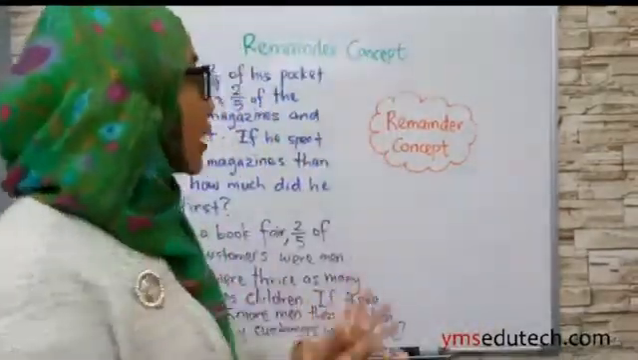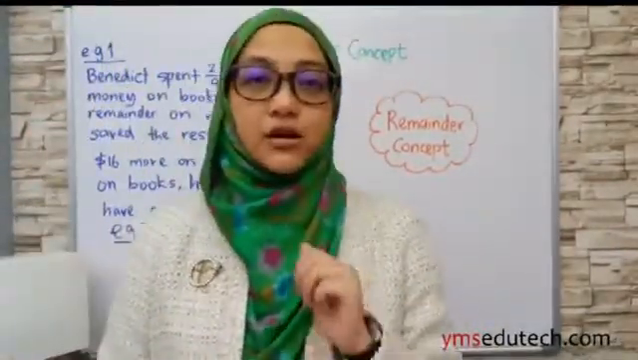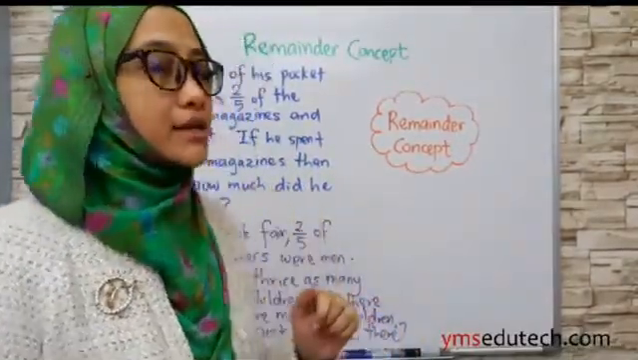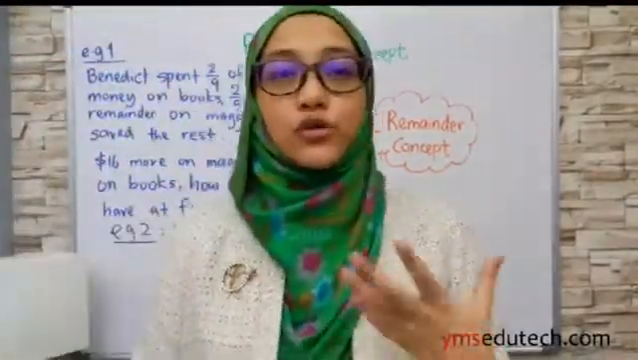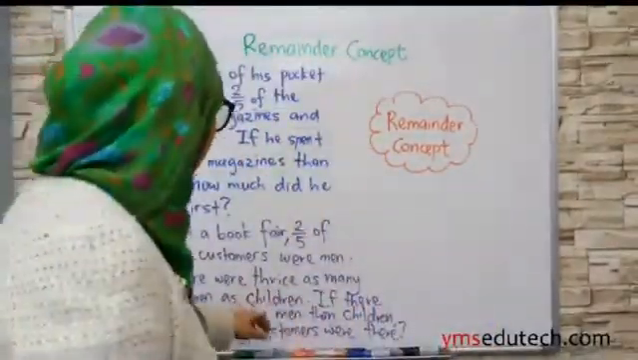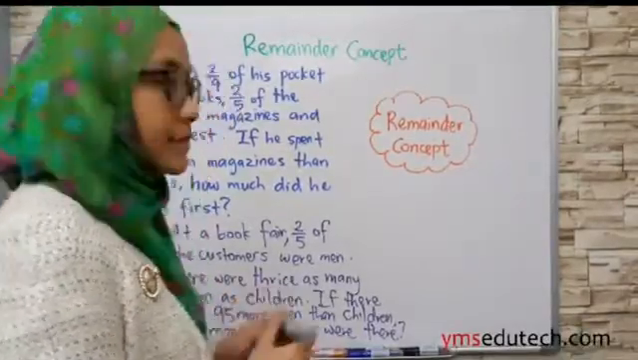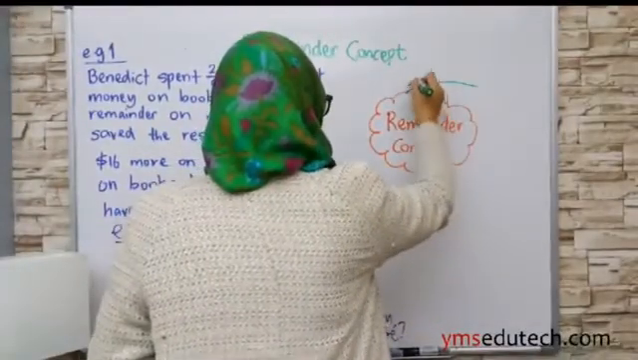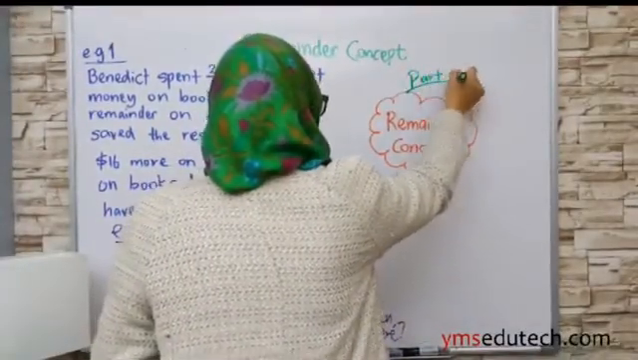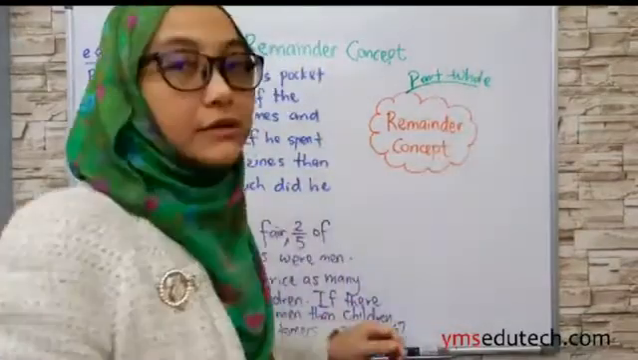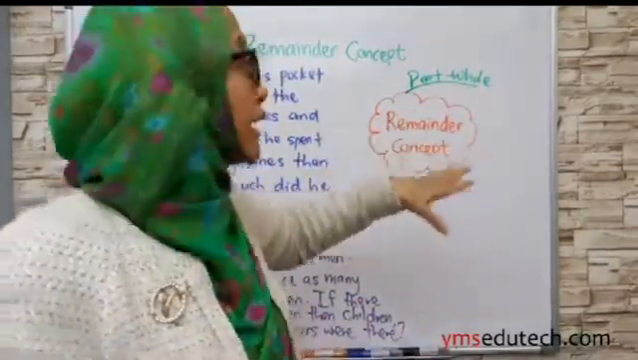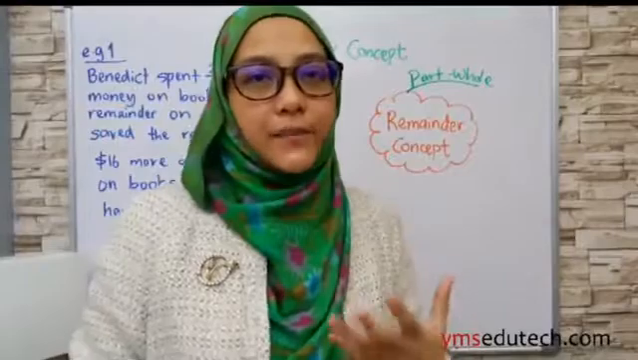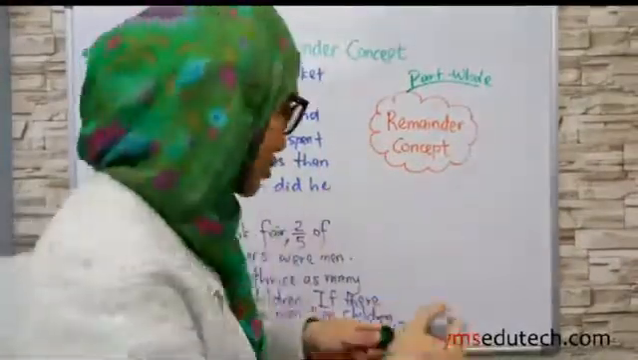Okay, so today I'm covering the first heuristic concept, which is the remainder concept. Remainder concept is also known as part-whole concept. In some books they call it part-whole concept. Later I will share with you why it is called a part-whole concept. So how do we solve remainder concept type of questions? There are two methods to do so.